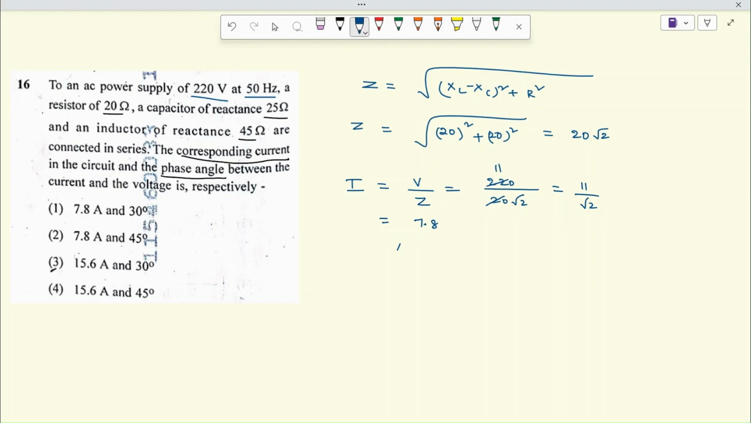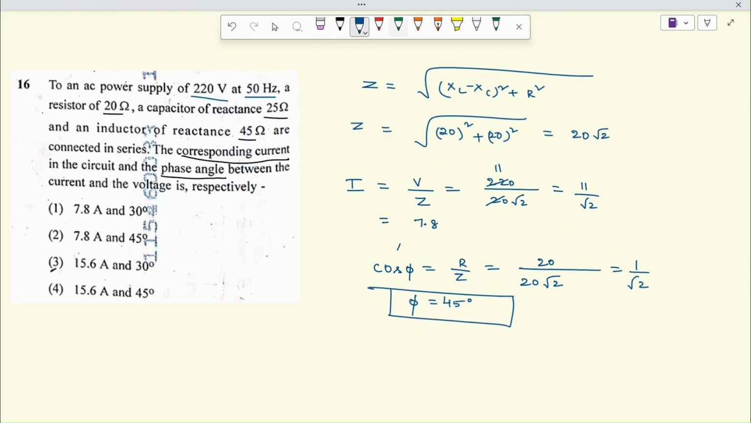But what is the angle, phase angle? You know, cos phi is equal to R by Z, which is 20 by 20 root 2, which is 1 by root 2. So phase angle is 45 degrees. So correct option will be second one.